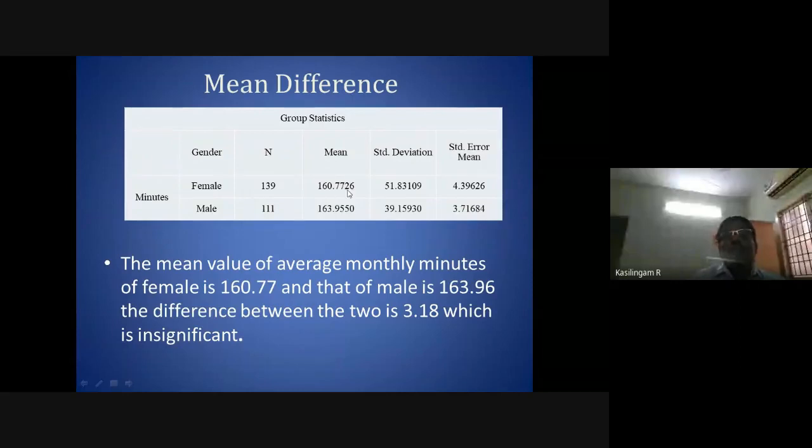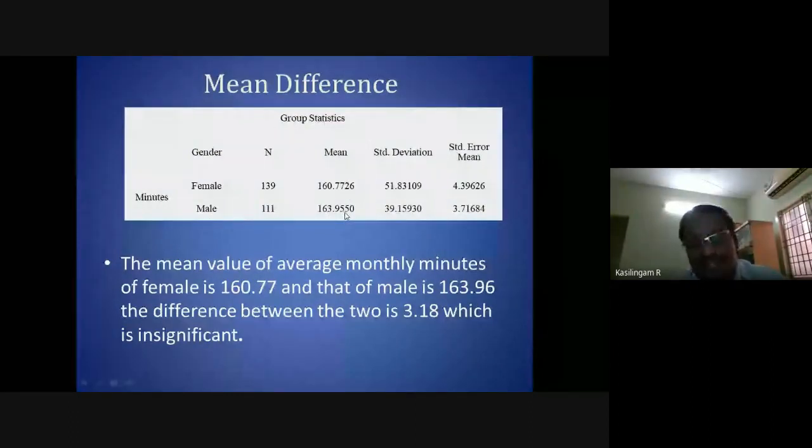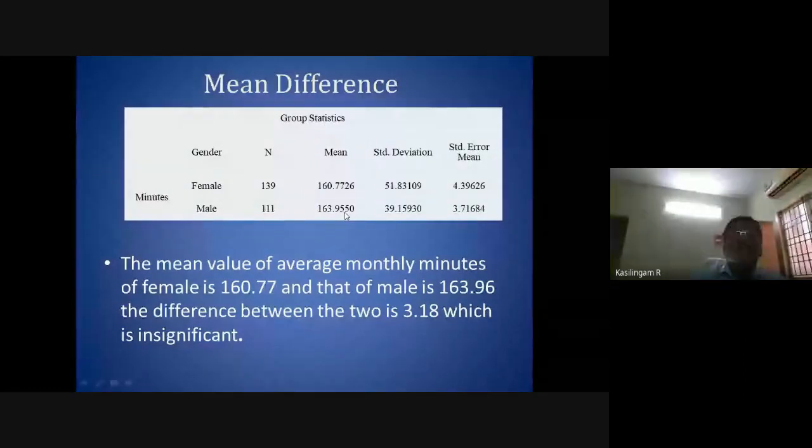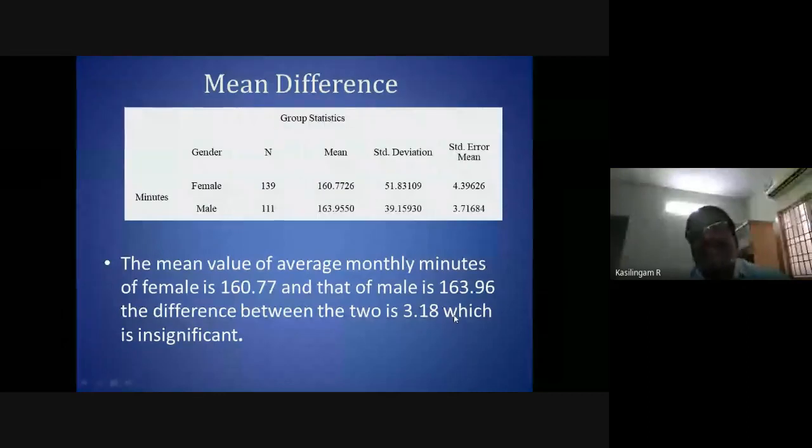Let us look at the mean value. The mean value of female, that is 139 people, is 160. Male is 163. There is a difference of 3, which is insignificant. The mean value of average monthly minutes of female is 160 and the male is 163. The difference between them is 3.18, which is insignificant. Not much differ. We cannot say this is a significant difference.